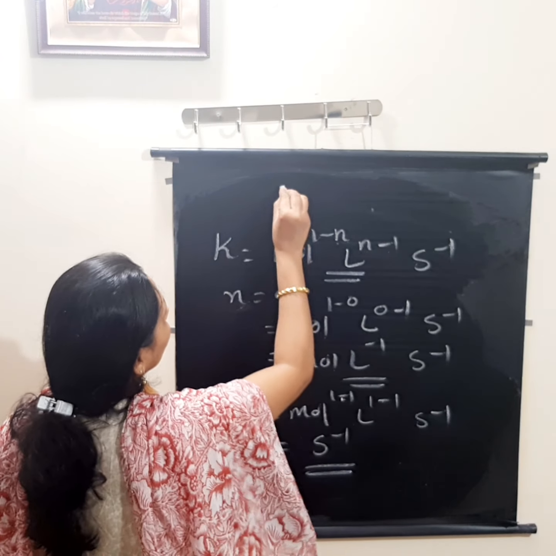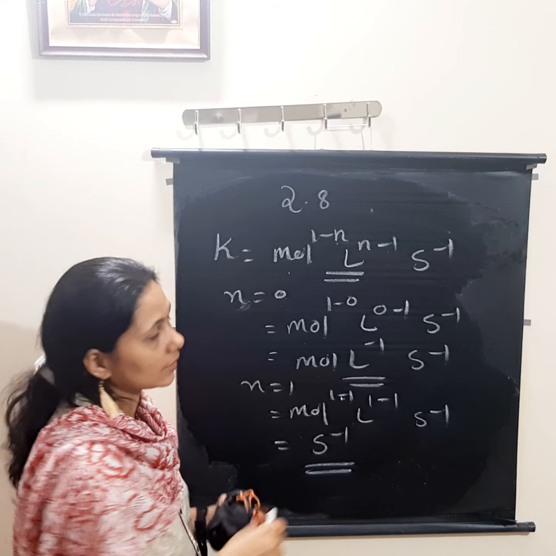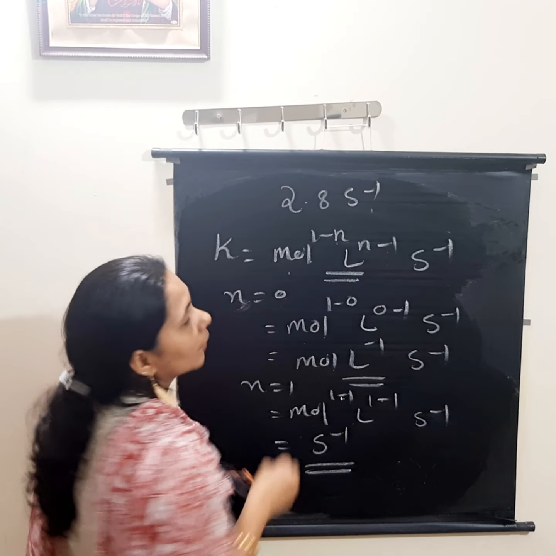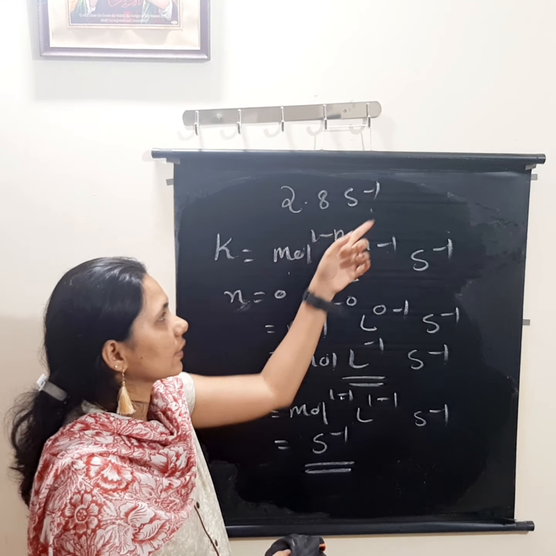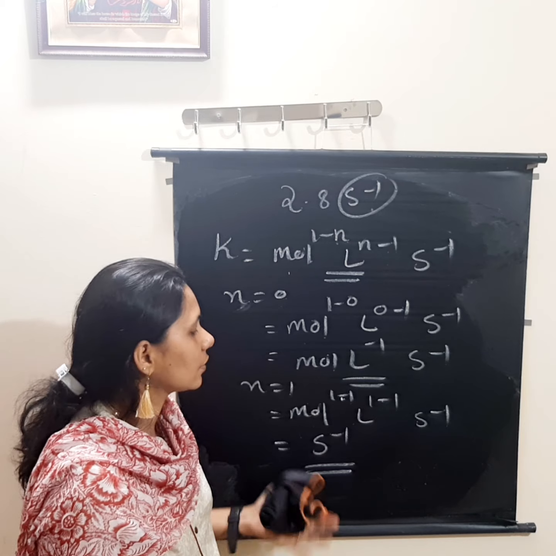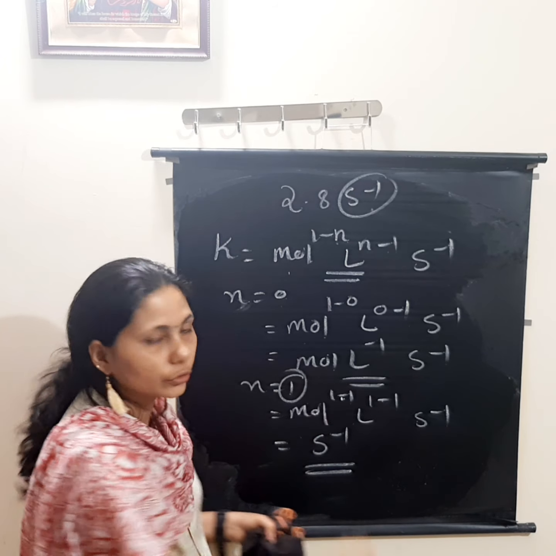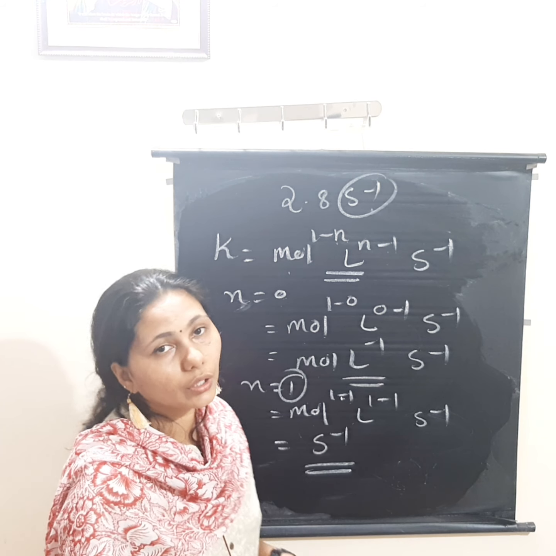They will give some problem like 2.8: the rate constant of a reaction is 2.8 second inverse. Then what is the order of the reaction? The unit is second inverse. Second inverse means the order of the reaction equals 1, so n equals 1. Clear? That is about the order of reaction.